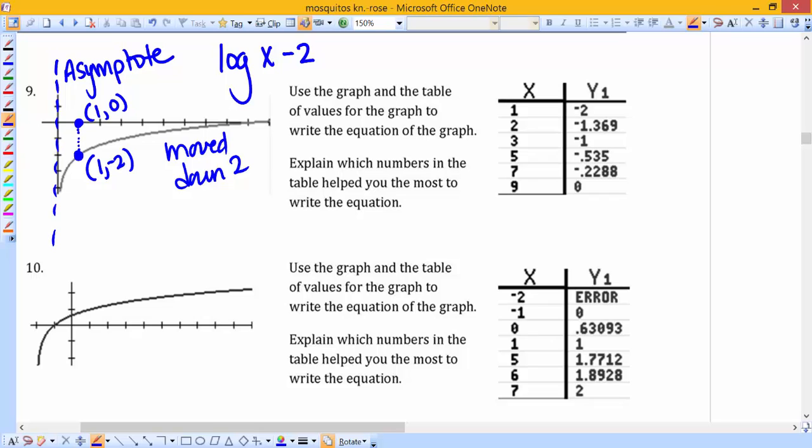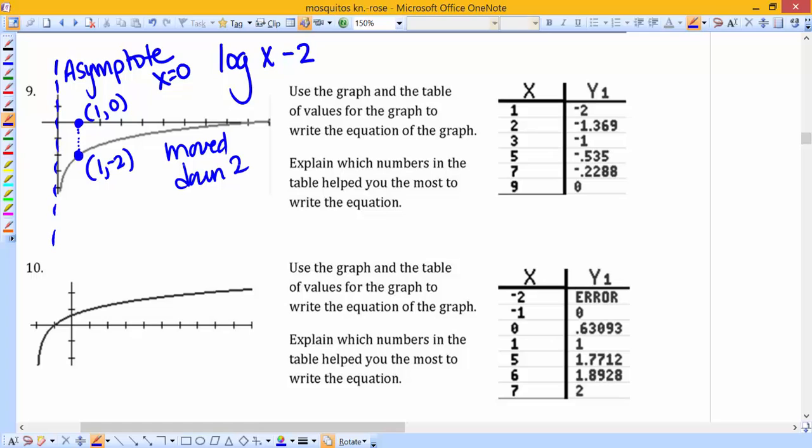My asymptote should always be at... sorry, I don't know why I said y equals. At x equals 0. So in this case it is. So there's no left or right movement. There was only the downward movement.